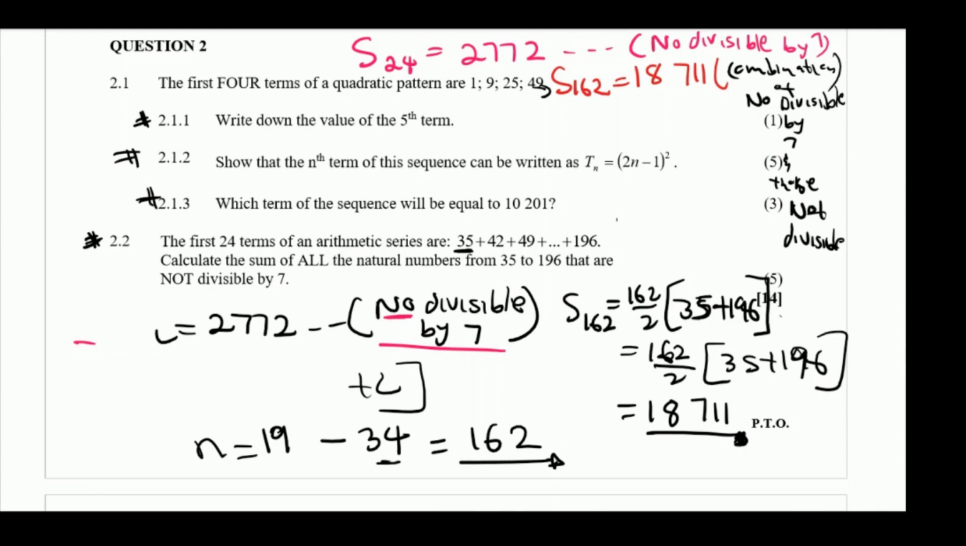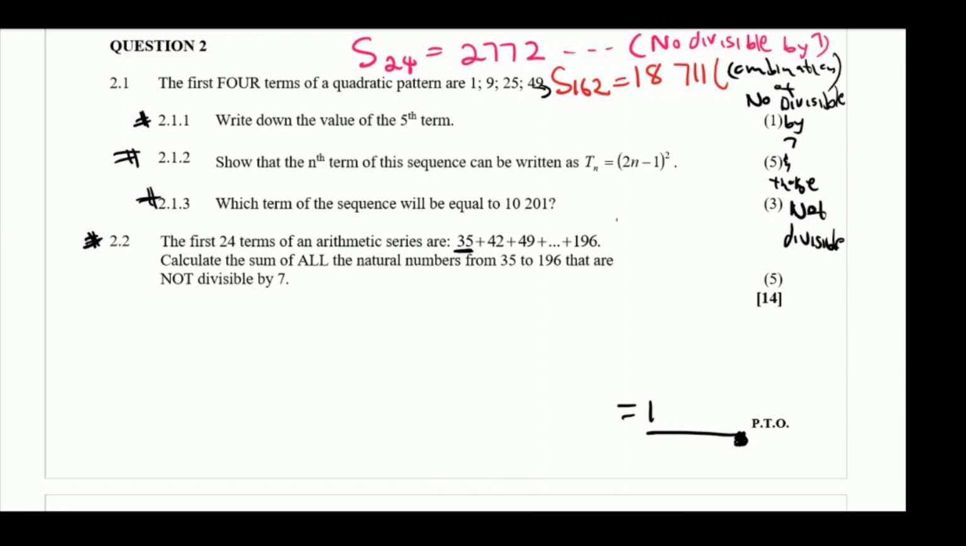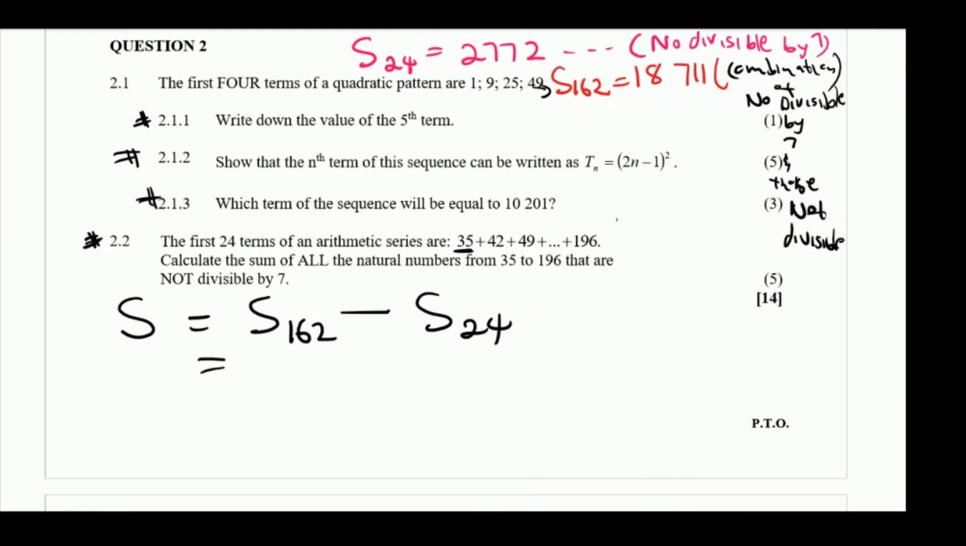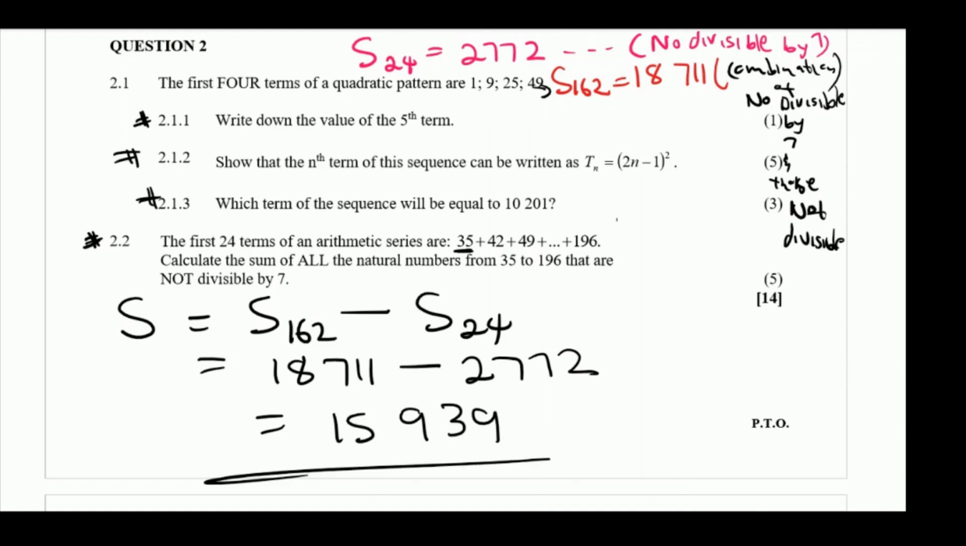But what do we want? We want numbers that are not divisible by 7. So we have to subtract from this larger sum, because it consists of both those that are divisible by 7 and those that are not. So the sum of numbers that are not divisible by 7 is equal to the sum of the combination of both divisible and not divisible, minus the sum of the 24 which are divisible by 7. So we're going to say 18,711 minus 2772. Then you're going to get an answer of 15,939. So this is the answer for numbers that are not divisible by 7.